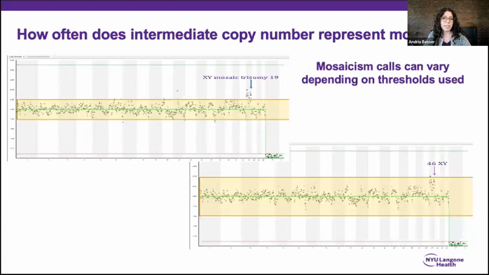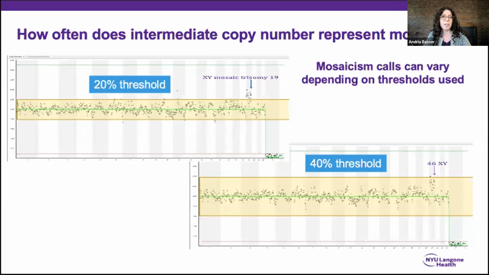Also, mosaicism calls can vary depending on the thresholds that the PGT lab chooses. So here we can see the same biopsy run on the same platform, but with different threshold settings for euploidy. The top profile has a 20% threshold, and here you can see the data points at chromosome 19 are falling above the disomy range. So this gets called a mosaic trisomy 19. On this other profile, there's a 40% threshold, and now the data points are falling within the disomy range, so this embryo gets called euploid. Same sample, but different calls being made depending on which cutoff is used, and it's up to the lab to make that type of decision.